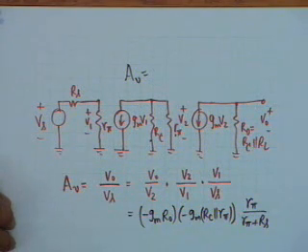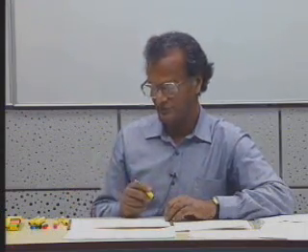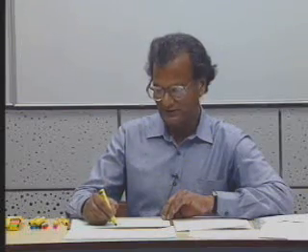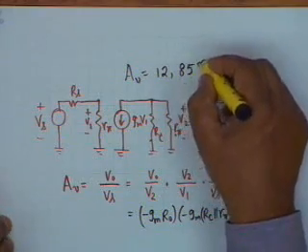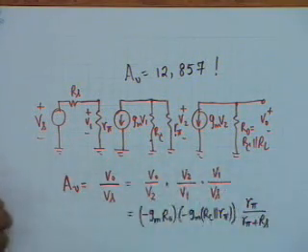If you calculate this out, you notice that the gain is positive because it is a two-stage amplifier. First stage gives an out of phase output voltage. Second stage gives out of phase with out of phase. Two negatives make positive, and therefore the output voltage shall be in phase with the input voltage, and the value that calculates out is 12,857, which is a fairly large number. This is the mid-band gain of these two transistors.